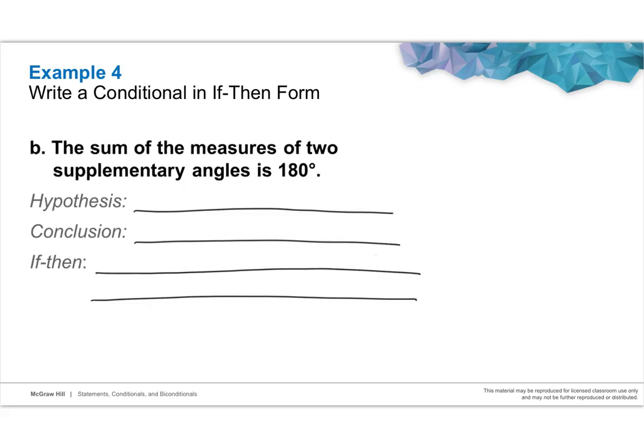So here in part B, we're going to say what is the condition that we're starting out with, and that is that we have two angles that are supplementary. So we'll write that. Two angles are supplementary. And what can we do with those two supplementary angles? The conclusion would be that the sum of their measures is 180 degrees.